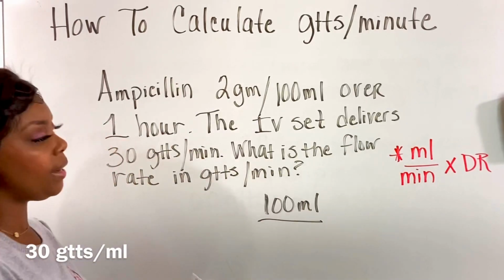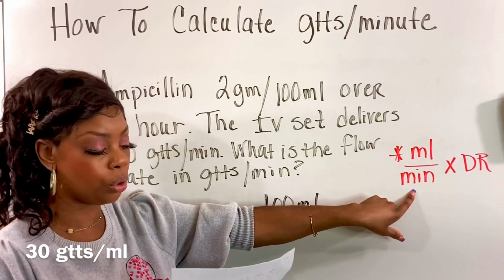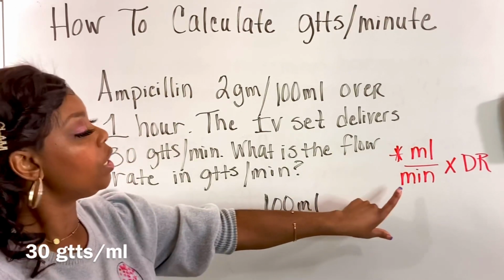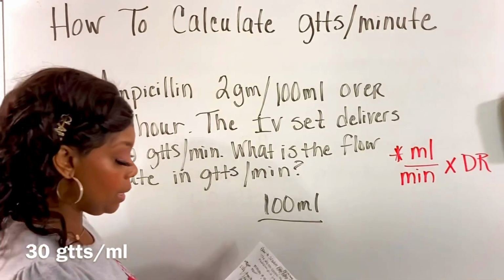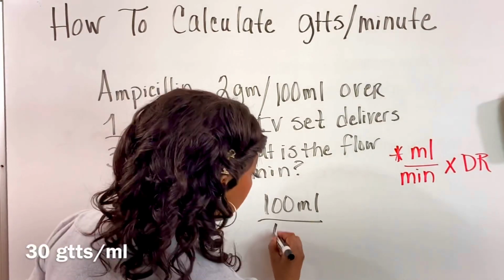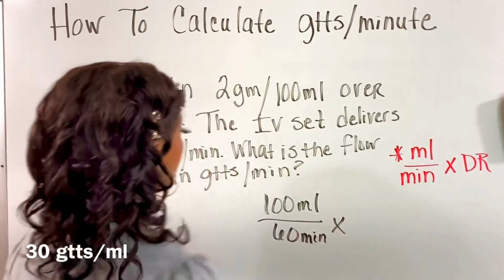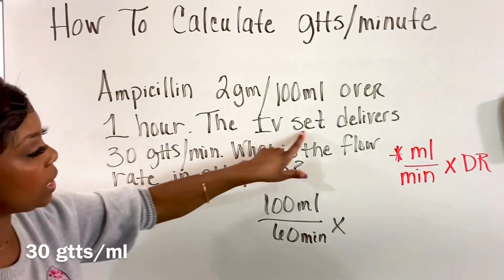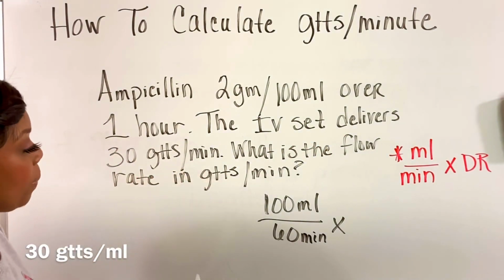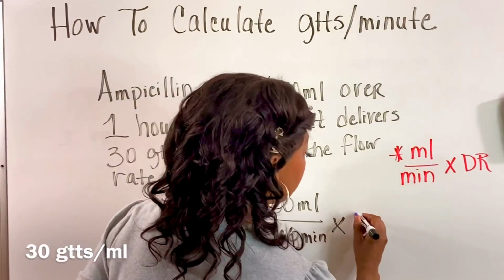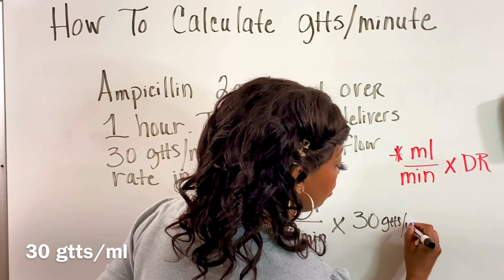Now we need to find out how many minutes are in this problem. We may not be able to go through all 10 of these because these are kind of lengthy. So let's find out how many minutes is 1 hour, okay? So there's 60 minutes in 1 hour. So now we have our minutes, and what are we multiplying? Times our drop rate. Here it is right here. It says the IV set delivers 30 drops per minute, okay? 30 drops per minute, all right? So let's multiply that times 30 drops per minute.